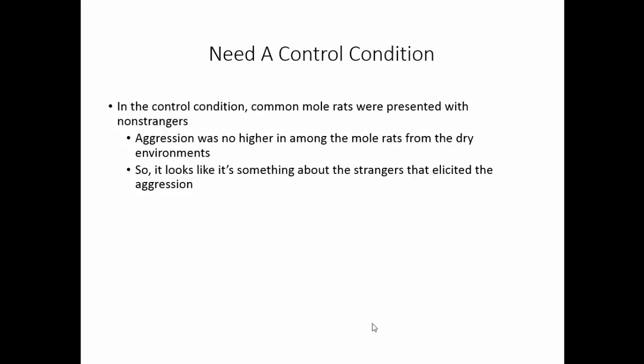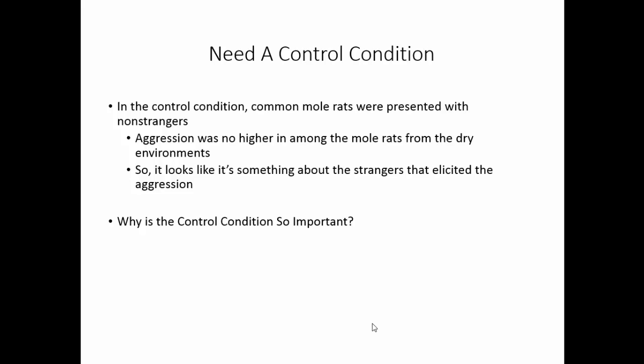The aggression was no higher among the mole rats from the dry environments when it was a non-stranger. So it very much looks like it's something about the stranger, those that they were not familiar with, that's setting off this aggression. That's why it's called xenophobia and not just aggression. It's specific to when it's a stranger. It's something about the strangers that seems to elicit the increased aggression, particularly in those dry environments and when it's a member of the same sex.